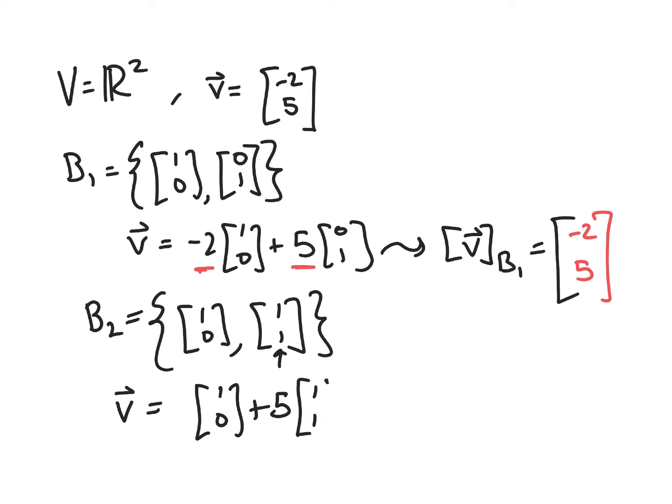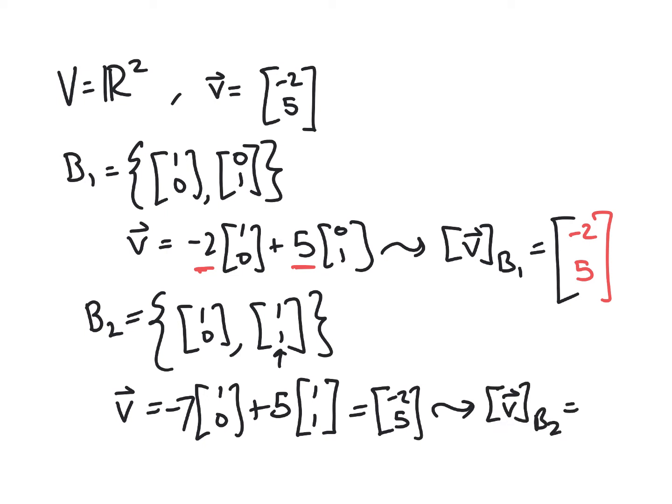And so if I'm adding 5 up top, but I want to end up with negative 2, this must be negative 7. And so, right, then I'm going to get negative 7 plus 5, negative 2, 5. Okay, but then what does this mean my coordinate vector is with respect to B2? Well, I have negative 7 here, so that's my first entry, and then still 5 in the second one. So notice, right, like it depends on the basis what your coordinate vector is going to look like.